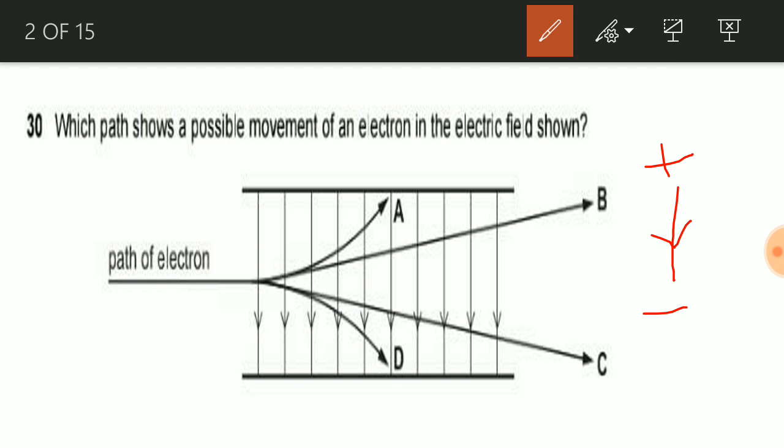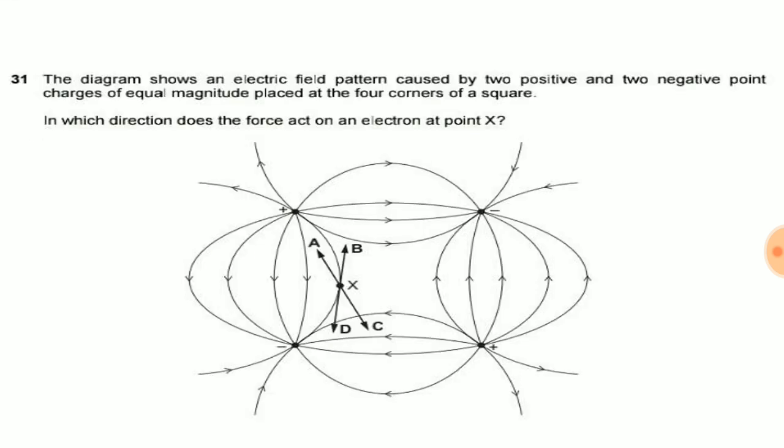Among A and B, B is the straight line and A is the curved line. The path of an electron in an electric field is parabolic, or a curved path. Because of that, our answer choice for question number 30 is A. Now let us move to question number 31.